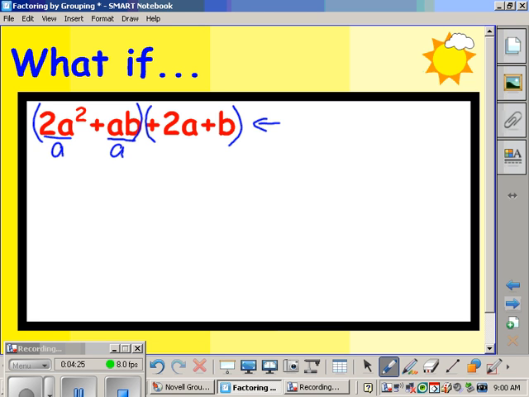They both have an a. So we'll pull that a to the outside, and then we'll simplify each term to see what's left in parentheses. For 2a squared over a, we'll drop down the 2 and subtract the exponents of the a, leaving us with 2a. For the second term, ab divided by a, the a's will cancel, leaving you with b.